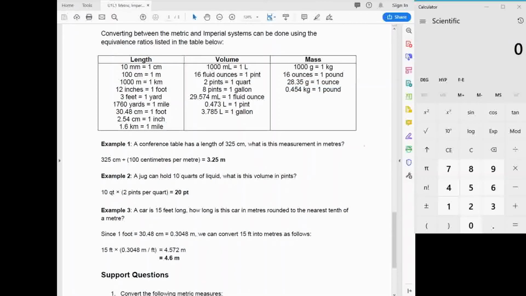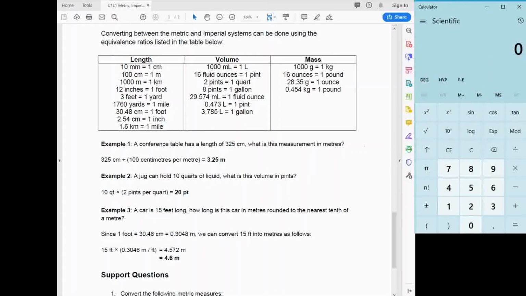So let's look at the example questions here. It says that we have a conference table. It is 325 centimeters, and I want to convert that into meters. Because the centimeter is smaller than a meter, I have to divide. So I divide by the order of magnitude, which is 100, and I get 3.25 meters.